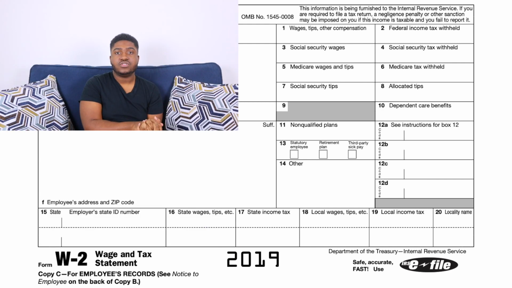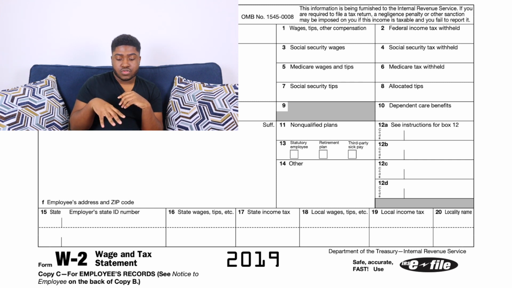So box 3 is Social Security wages. This box will generally match box 1, but not always. Unlike box 1, which is reduced by all of those items that were listed earlier, Social Security wages are not reduced by flexible spending and other things that will reduce the taxable income.